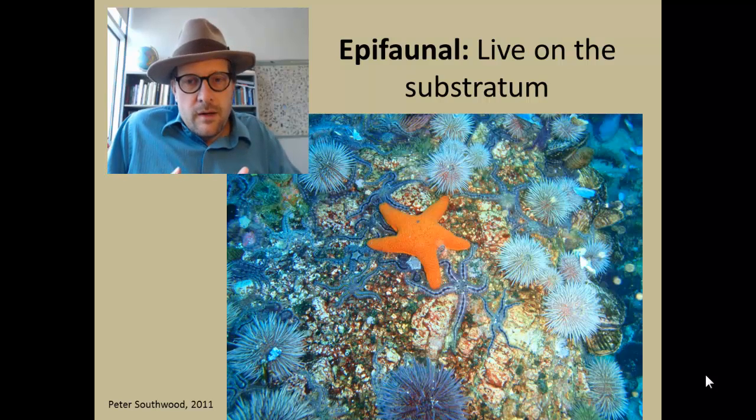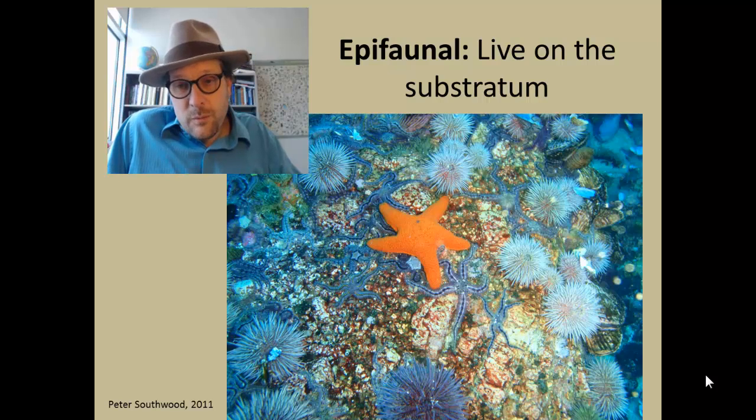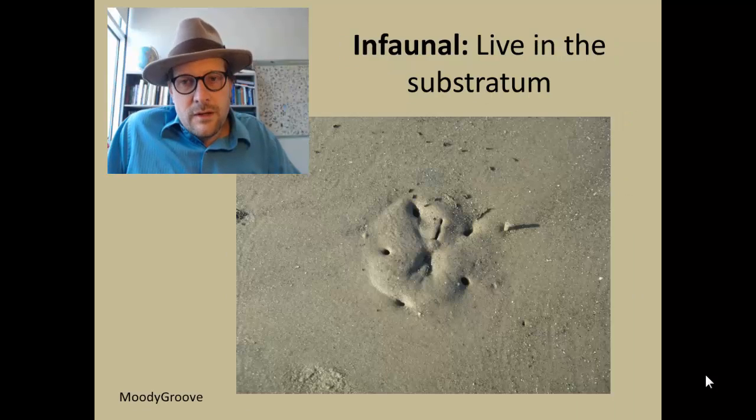This is a starfish and some wonderful brittle stars, some really cool echinoderms. And these are all living on the surface of the ocean floor, so we call them epifaunal. So these live on the substratum. We can have organisms that live in the substratum, that is, that they burrow down or dig deep. So those we refer to as infaunal. So these are organisms that burrow down or live within the substratum.